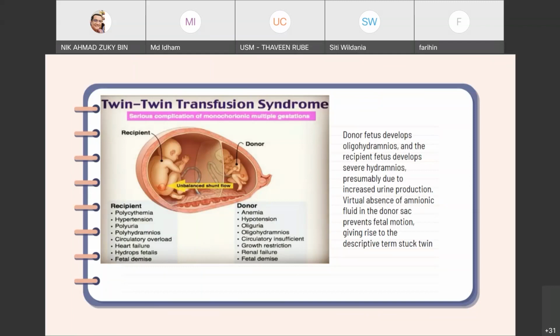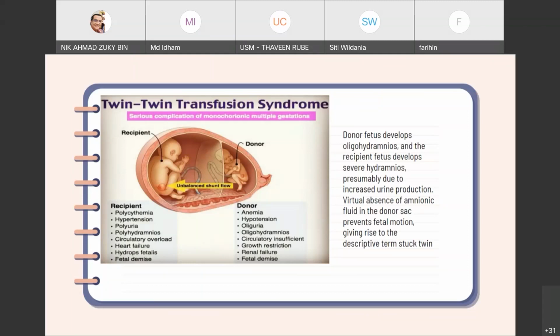While the donor is anemic because there is less blood, which leads to hypotension, then oliguria, then oligohydramnios, and circulatory insufficiency, and can also lead to IUGR, growth restriction, renal failure, and fetal demise.